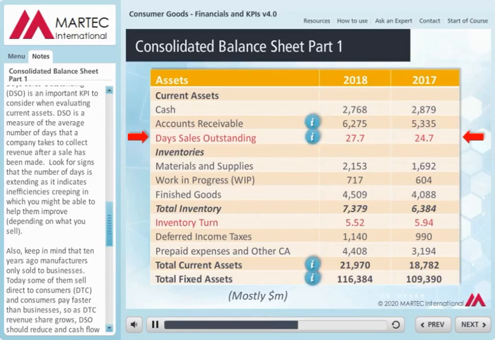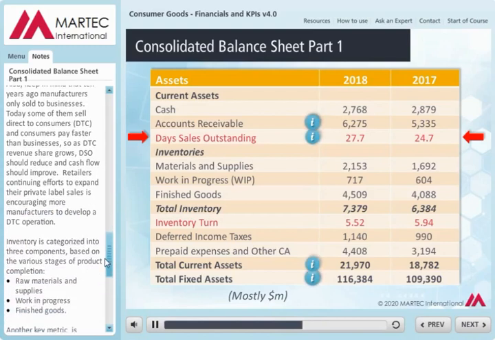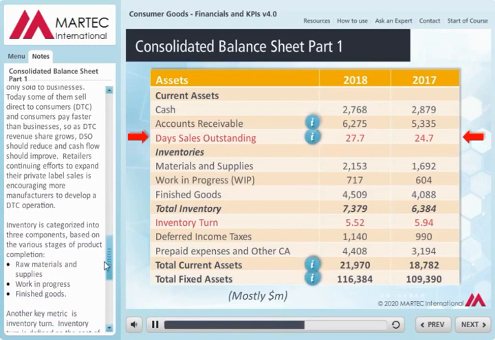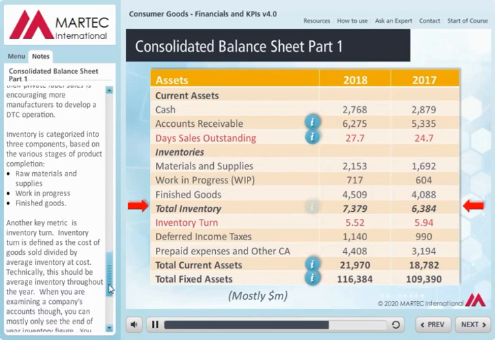Also keep in mind that 10 years ago manufacturers only sold to businesses. Today some of them sell direct to consumers, DTC, and consumers pay faster than businesses, so as DTC revenue share grows, DSO should reduce and cash flow should improve. Retailers' continuing efforts to expand their private label sales is encouraging more manufacturers to develop a DTC operation.